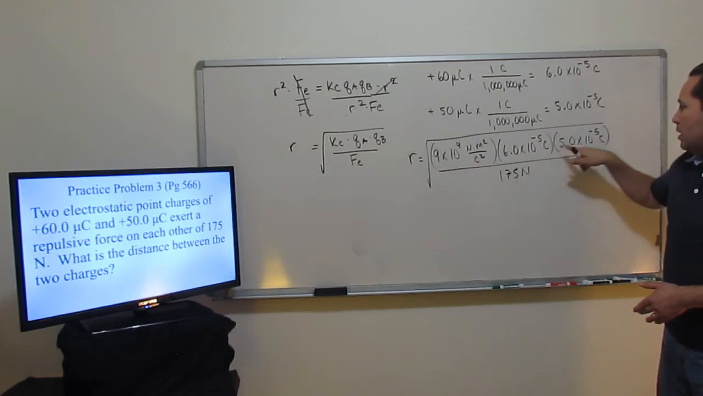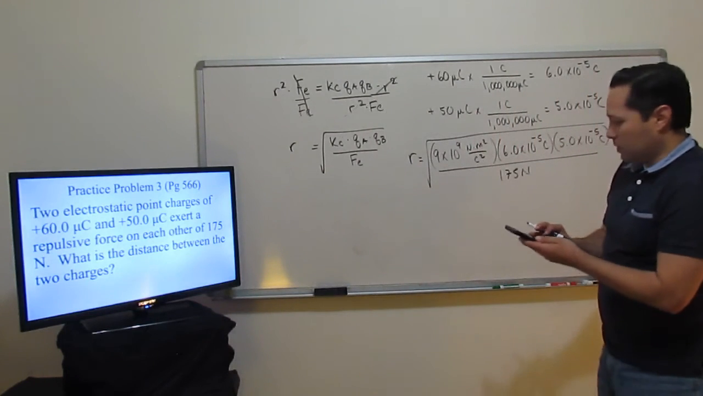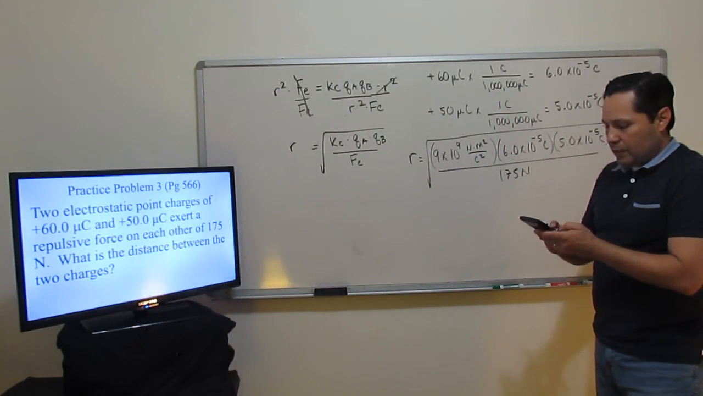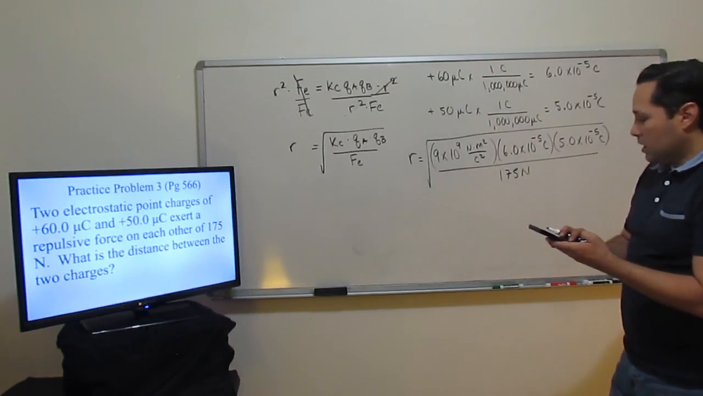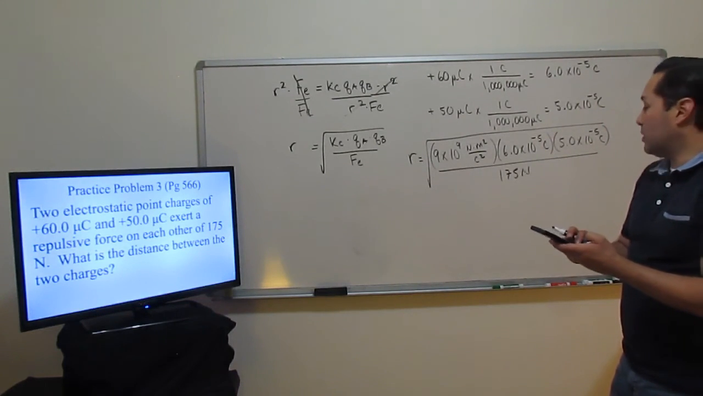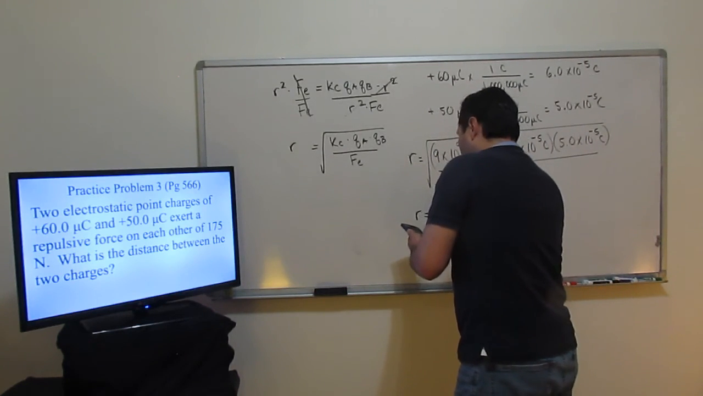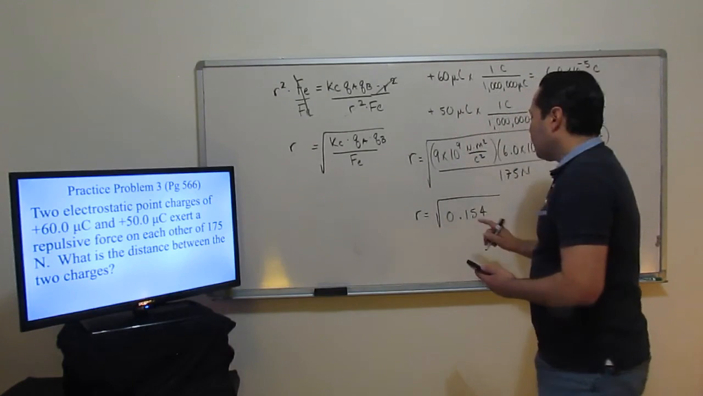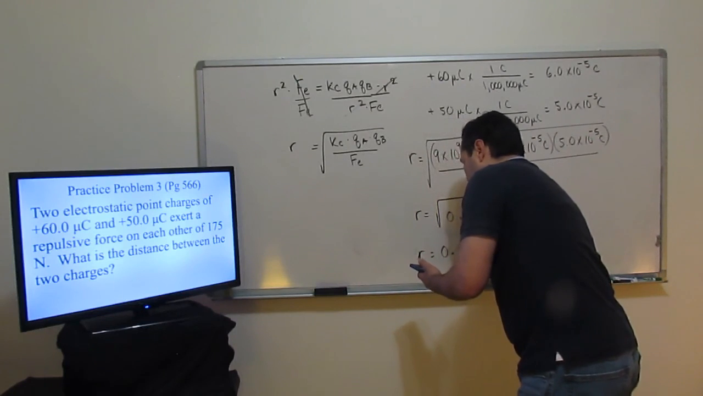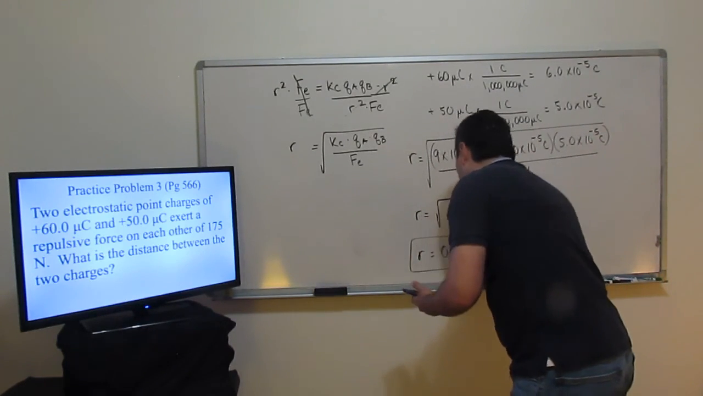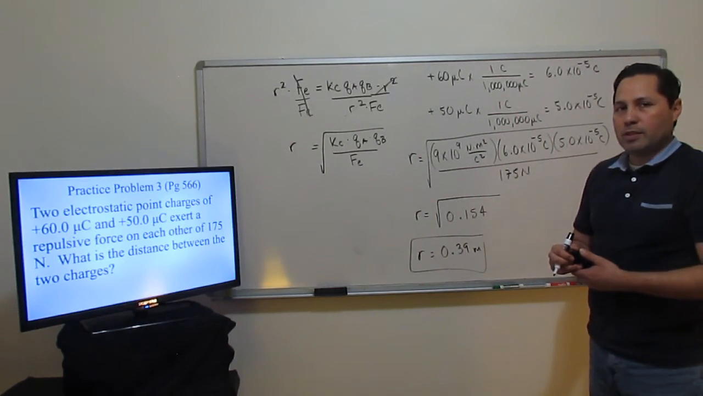I'm going to start by multiplying the numbers on the top, then dividing by the number on the bottom. And let's see, we got 9 times 10 to the 9 times 6 times 10 to the negative 5 times 5 times 10 to the negative 5 equals 27 divided by 175 gives me the following: 0.154. After that, I square root to solve for the answer. 0.39 meters. That is how far apart these 2 point charges are. So there's practice problem number 3 out of page 566.